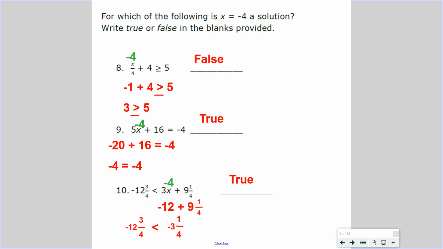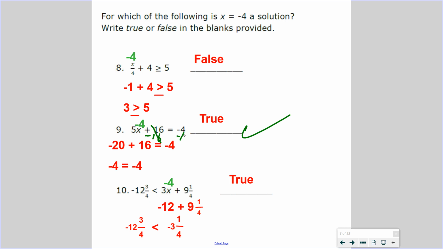Because it does not make sense. Or another way you do it is you can substitute the x with -4. See that one? -4 divided by 4 is -1. -1 plus 4 is 3. Is 3 greater or equal to 5? False. 5 times -4 is -20, plus 16 is -4. Is it equal to -4? Yes. But if you really want to, we can actually solve this.